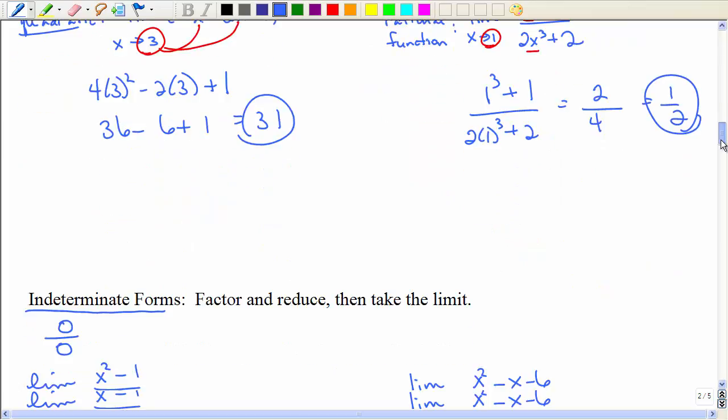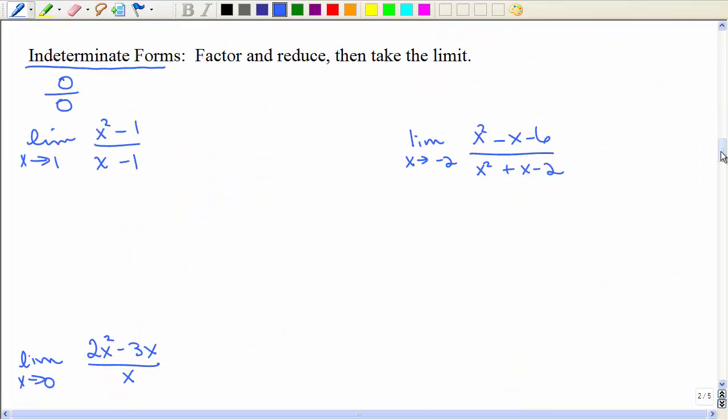Well, what happens when it's not so simple? It's called an indeterminate form, when you plug in your number and you get 0 over 0. At that time we're going to have to factor and reduce and then take the limit.